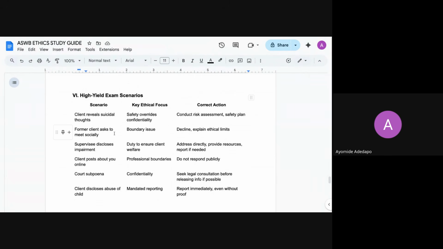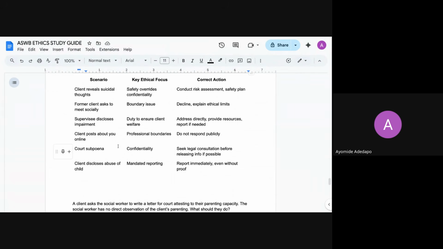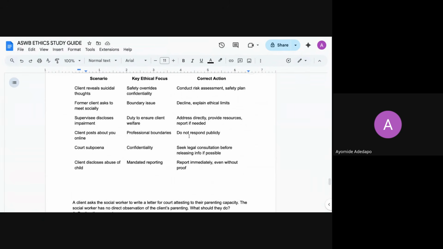Former client asks to meet socially: boundary issue, we decline and explain ethical limits. Supervisee discloses impairment: duty to ensure the welfare of the client, so we address it directly, provide resources, and report if needed. Client posts about you online: professional boundaries, don't respond publicly. We do not respond. You're not going to go on Google, and a client says, oh my God, this was the most terrible therapist I ever had in my life, and you say, hey, Billy, you're wrong, you didn't even come to sessions. We're not going to do that.